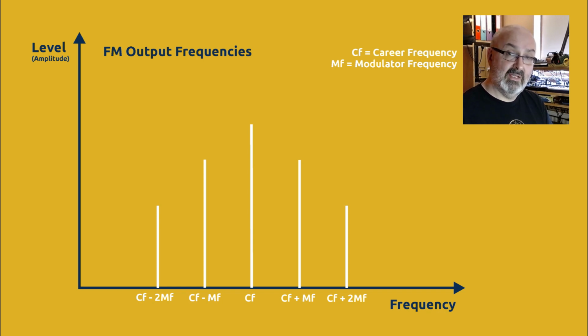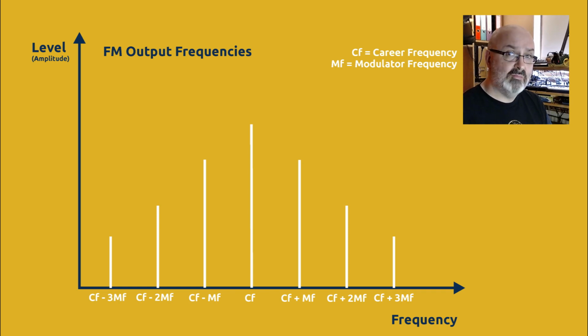And the level of those sidebands is dependent on the level of your modulator. So basically, the louder your modulator is, your sidebands will be louder, but also you will get more of them as well. So if we actually increase the level of our modulator, we then start getting 3 times the modulator frequency combined with the carrier, both plus and minus, and then beyond 3 times it just keeps going.